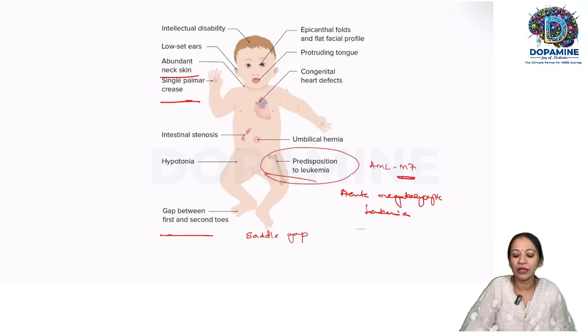They'll also have umbilical hernia, and cardiac defects will be there, many cardiac anomalies like ASD, VSD, everything can be there. So remember this AML M7 in people with Down syndrome. A separate category is also there in the AML classification, that is AML with Down syndrome. That is a separate category.